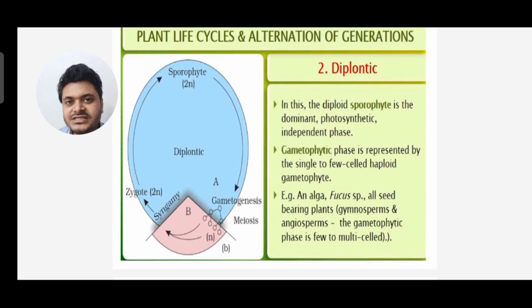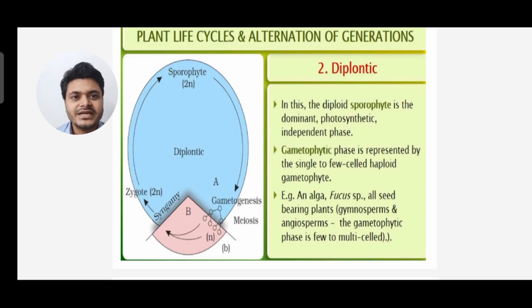The diplontic life cycle is just the reverse of the haplontic life cycle. Here 95% will be diploid in nature and 5% will be haploid. This kind of life cycle is seen in the alga Fucus sp. and all seed-bearing plants like gymnosperms and angiosperms. The gametophytic phase is few to multi-celled. The diploid sporophyte is the dominant photosynthetic and independent phase, while the gametophytic phase is represented by a single to few-celled haploid gametophyte.